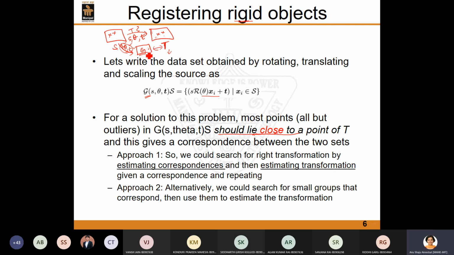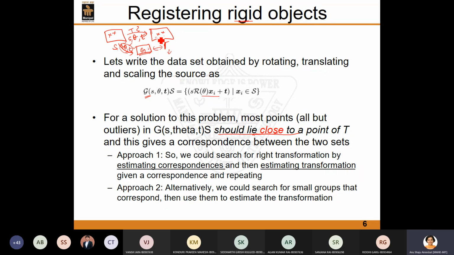And what we are assuming, as I said earlier, is that there are points in G and there are key points or interest points in T, and we are assuming that these points in G should lie as close as possible to the points in T, right?